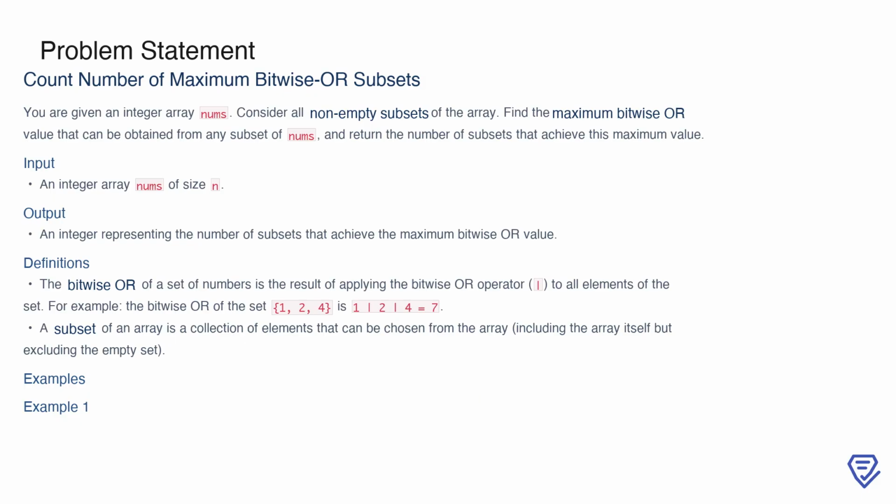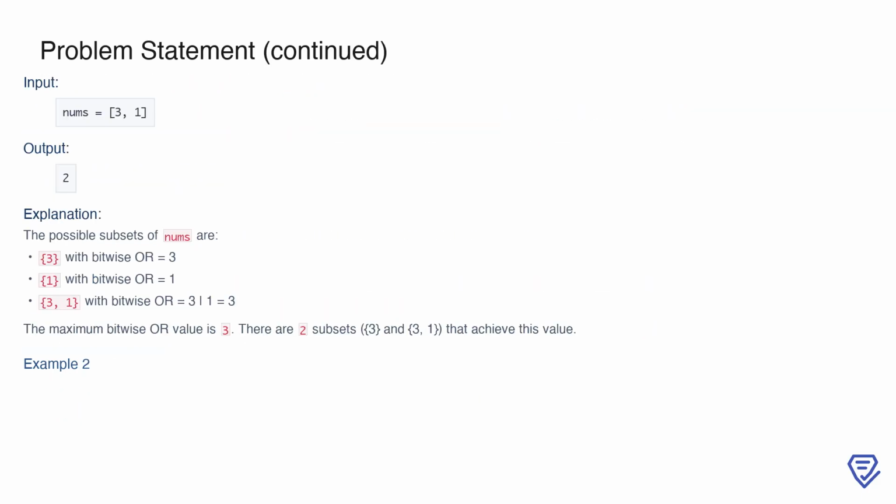For example, the bitwise-OR of the set 1, 2, 4 is 1 | 2 | 4 equals 7. Our goal is to determine the maximum possible bitwise-OR value across all subsets and then count how many subsets achieve that value. The input to the problem is an integer array nums, and the output is a single integer representing this count. Let's look at the first example to understand this better.